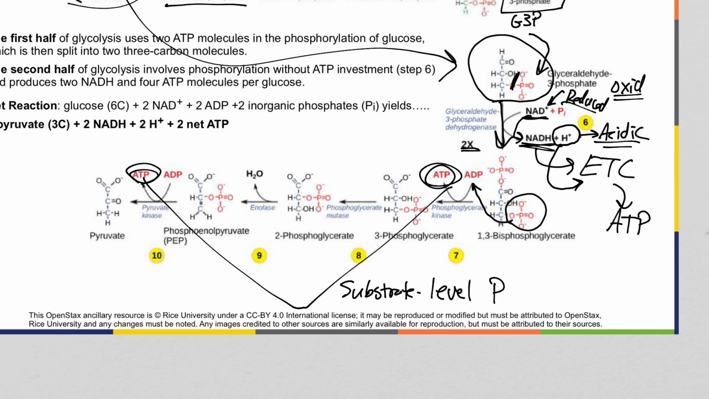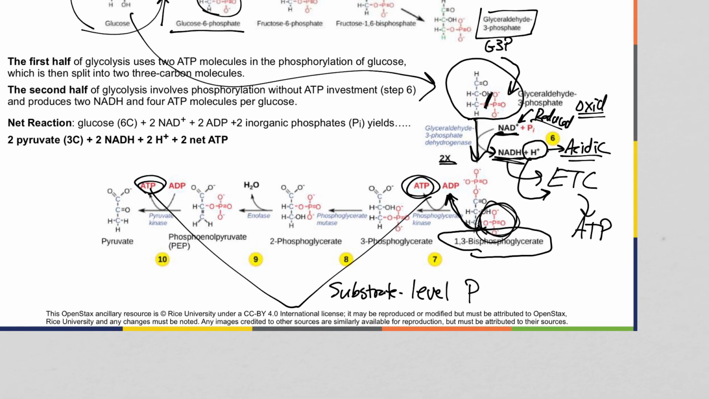substrate level because the phosphate begins on the substrate. This 1,3-bisphosphoglycerate, that is the substrate molecule, and we're transferring the phosphate directly from the substrate to ADP. This is different than oxidative phosphorylation, which is going to come later in the electron transport chain in mitochondria. So when you see that term, substrate level phosphorylation, that's glycolysis, direct handoff of a phosphate from the substrate to ADP to make ATP. Okay?